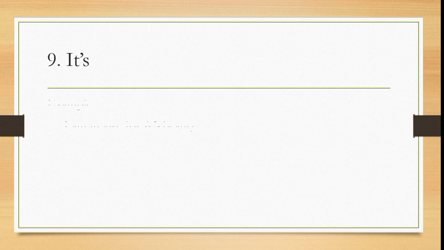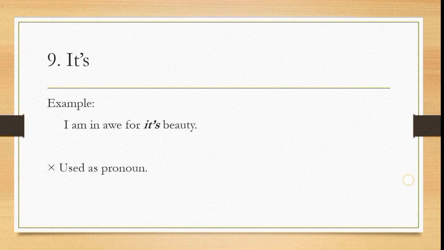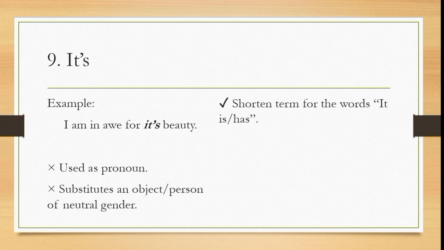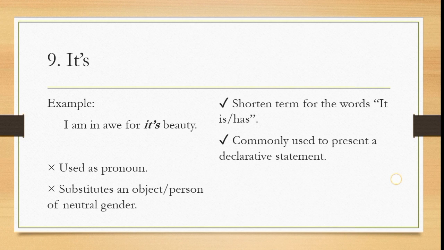Next, it's. "It's beauty, I am in awe." That is a mistake because it is used as a pronoun that substitutes an object of neutral gender, when it should be a shortened term for the words it has. It is commonly used to present a declarative statement. The right use for this is, it's my birthday today.